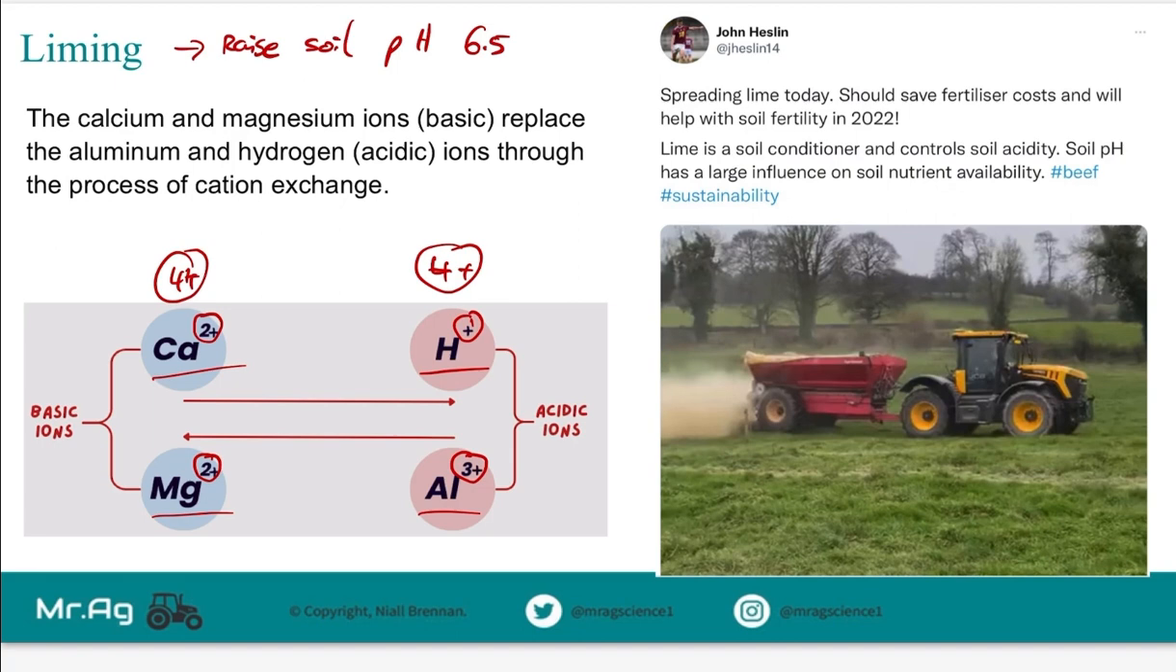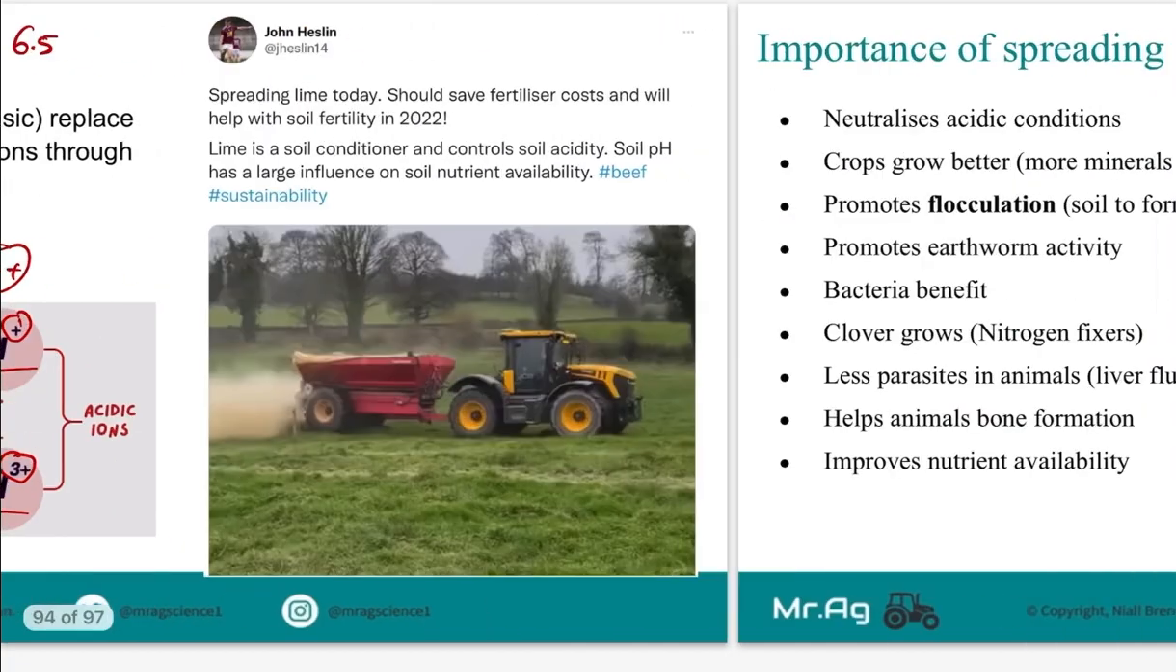Okay, so everything is going to balance out. Our calcium and magnesium move into the soil, our hydrogen and aluminium move out of the soil, increasing our soil pH, hopefully closer to 6.5, and giving better nutrient availability for our soil.